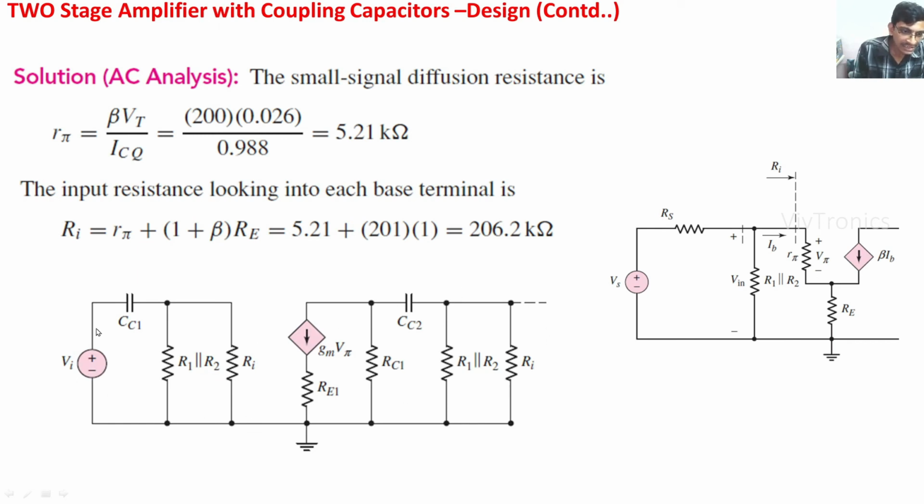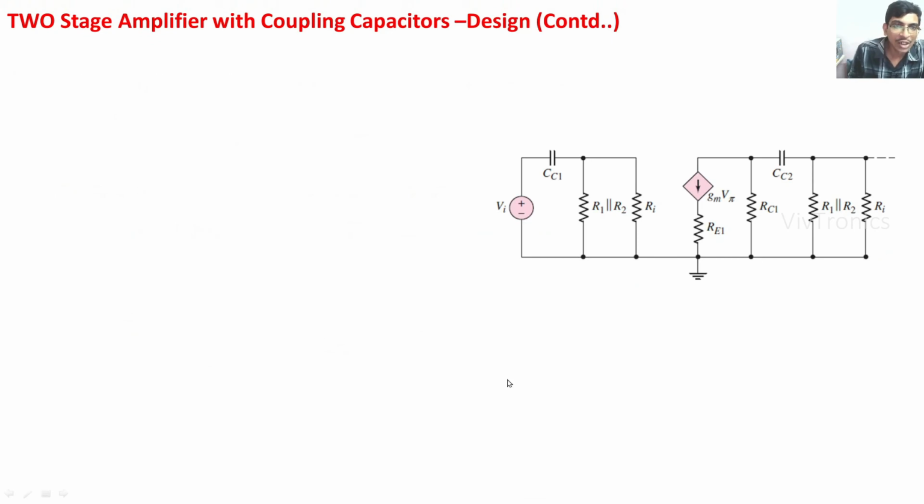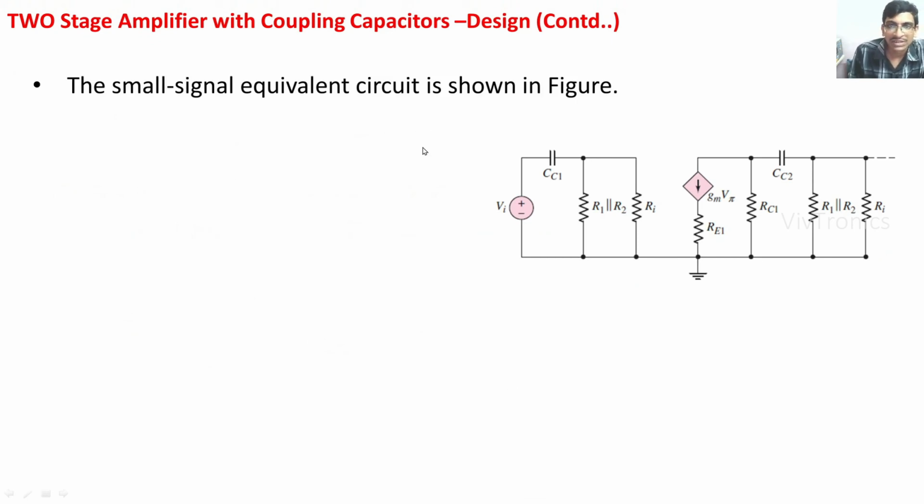This is the small signal equivalent circuit for the two-stage CE amplifier. Here I have taken only a single stage. The second stage input resistance and the biasing resistors become a load for the first stage. So R1 parallel R2 and Ri of the second stage are shown as the load resistance for the first stage. This is the first stage equivalent circuit along with the second stage input resistance, which is nothing but the load.